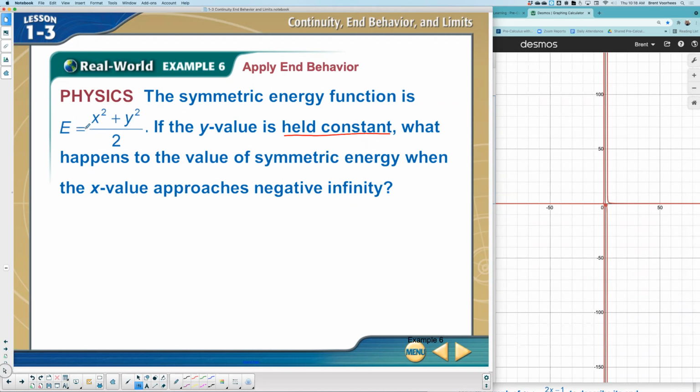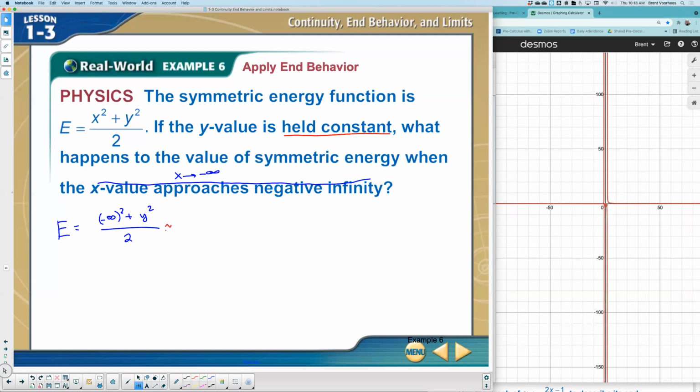How you would do this algebraically is you'd ask yourself, what happens to E if X is approaching, here it says X value, this right here, X value approaches negative infinity. What all that means is X is approaching negative infinity. So I'm going to just substitute in negative infinity for a second, square it, plus Y squared divided by 2. And so here's the math. I know you can't actually work with the negative infinity, but here's the idea.